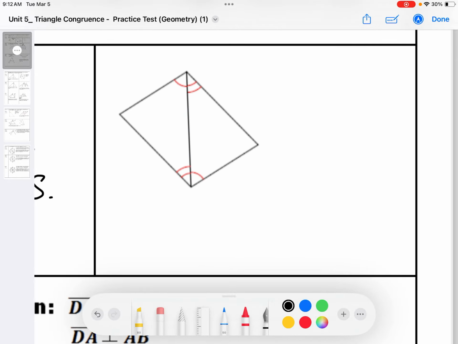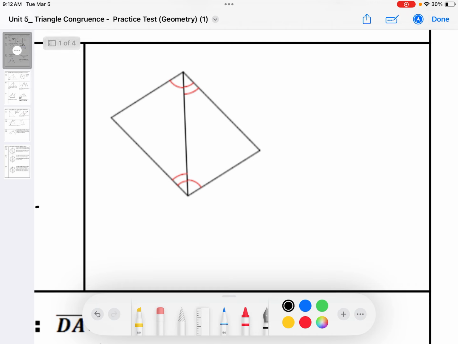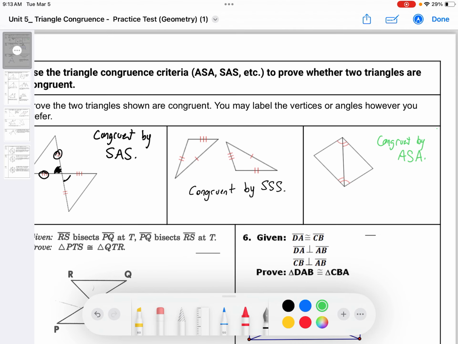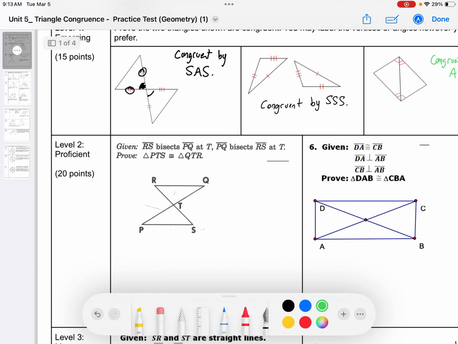This last one, you might think it's not enough information until you realize that they share a side here in the middle. So this green side is matching between both triangles, therefore it's congruent to itself, and so we can apply the angle side angle theorem. So ASA, congruent by ASA. If you're not sure how to tell the difference between the different ones, this is a good time to go and watch the other video that I posted on how to tell them apart, which is also on Google Classroom. All right, level 2.